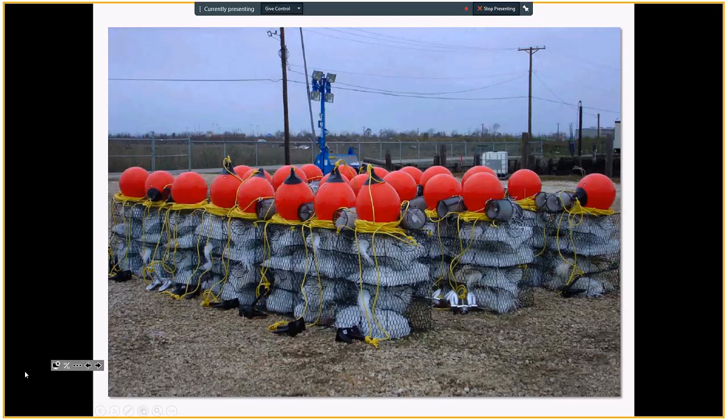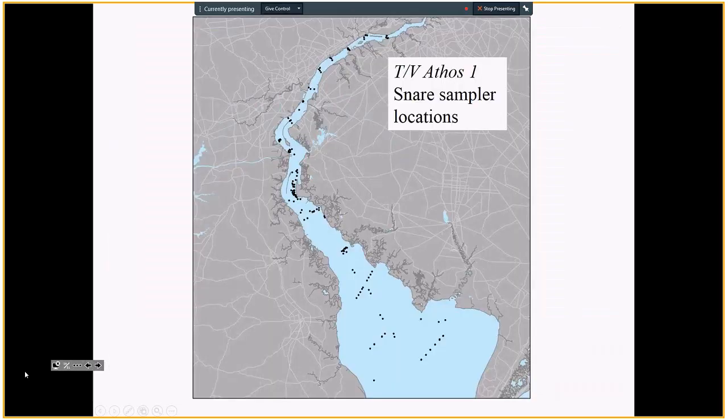Here's an example, in addition to the problem of trying to predict where the oil is going. Here's the nuclear power plant right here. You can tell where that was, right? All the little dots right around it are where we put the snare sentinels.